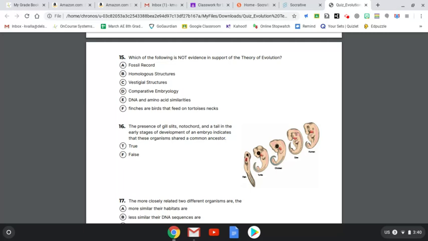16. The presence of gill slits, notochord, and a tail in the early stages of development of an embryo indicates that these organisms shared a common ancestor. True or false?